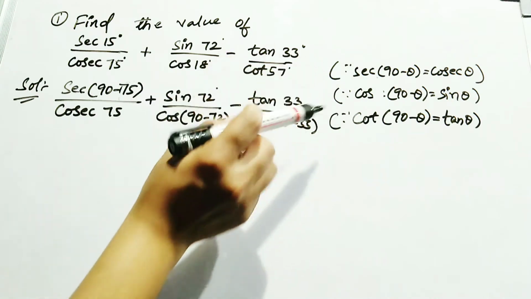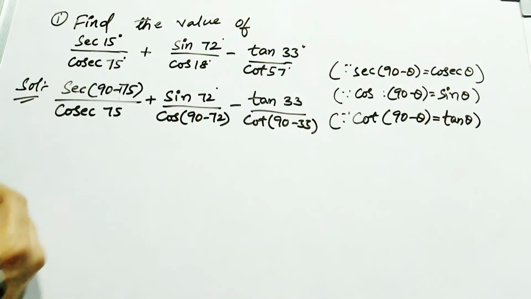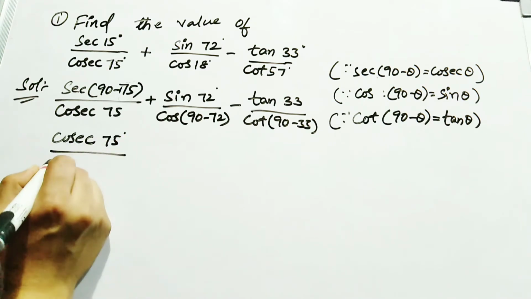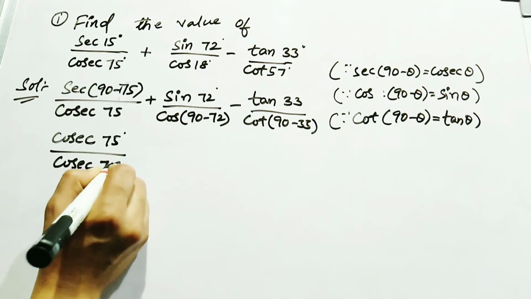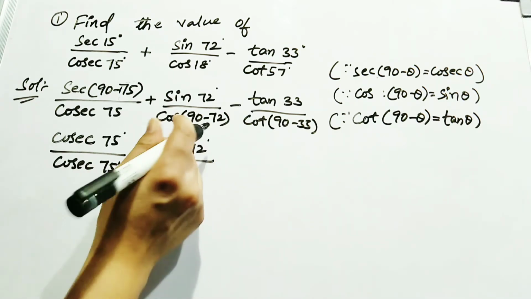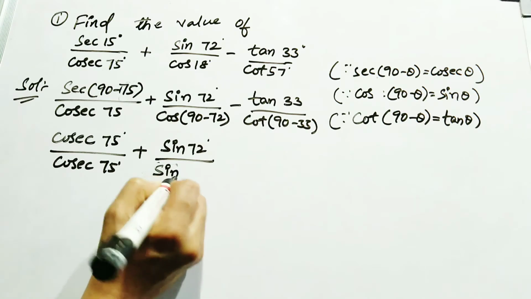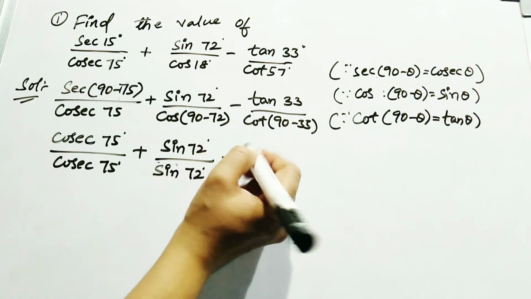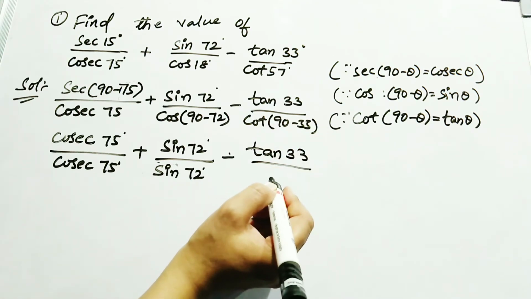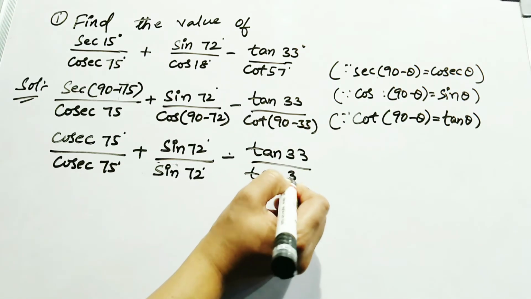Here I have written the formulas related to this problem. Sec 90 minus theta is converted into cosec theta. What is the theta value? 75 degree, so cosec 75 by cosec 75 plus sin 72 upon cos. What is cos 90 minus theta? Sin theta. Cos 90 minus theta is converted into sin theta. Sin 72 minus tan 33 upon cot 90 minus 33. Cot 90 minus theta is converted to tan theta.